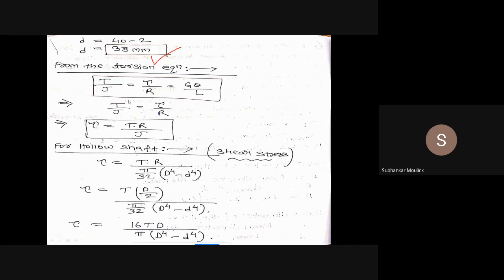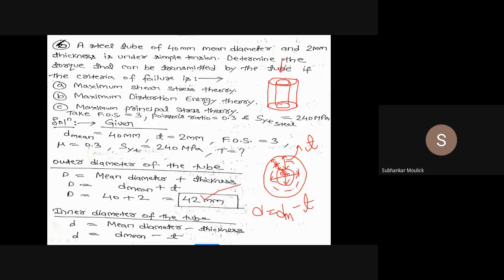We have T by J equal to tau by R equal to G theta by L. Since I have to ignore this G into theta by L because I don't have any data of these values, I have to take the first and the second combination. Then the equation of shear stress tau becomes T into R by J. Now, since it is a hollow tube, this equation of shear stress tau will be modified with the hollow term. Then the equation becomes tau is equal to T into R by J.